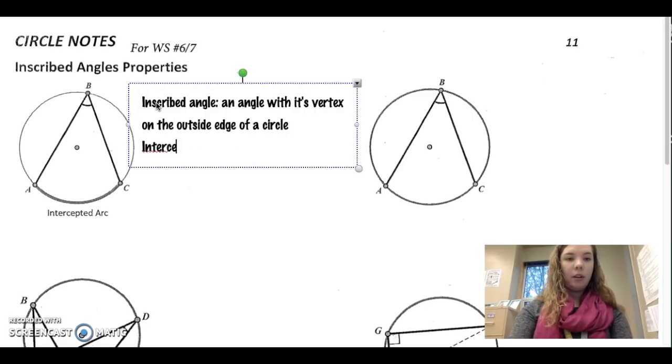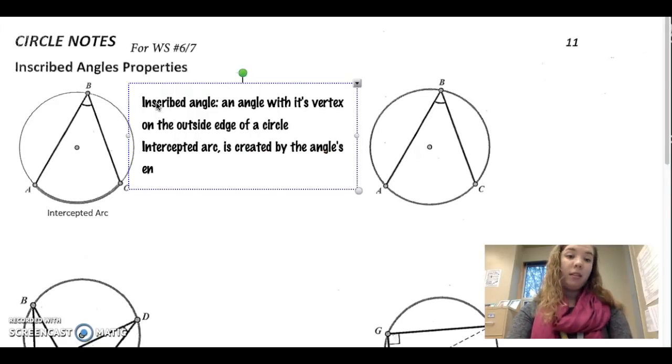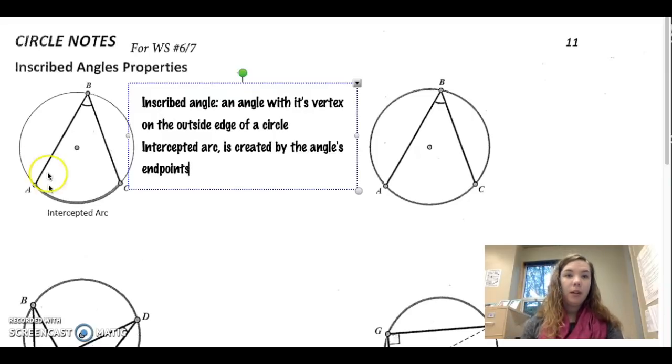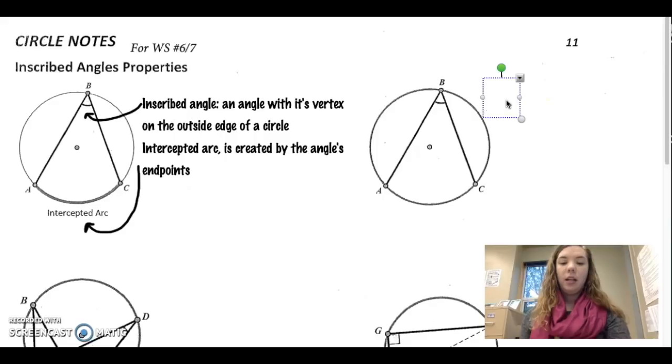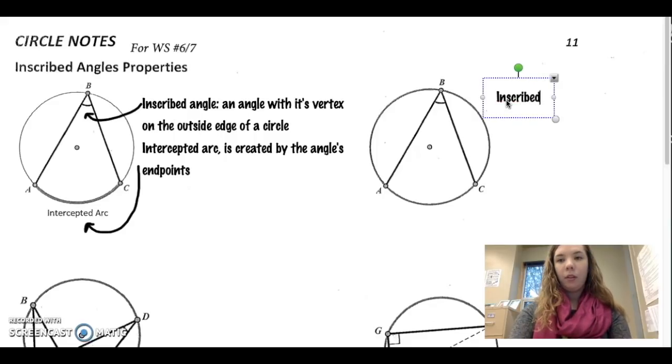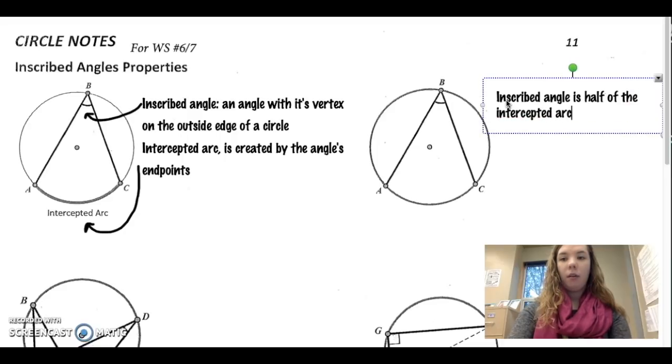An intercepted arc is created by the angle's endpoints. So up here, this is my inscribed angle, and this is my intercepted arc down here, which is created by the endpoints of my angle. The relationship here is that the inscribed angle is half of the intercepted arc.